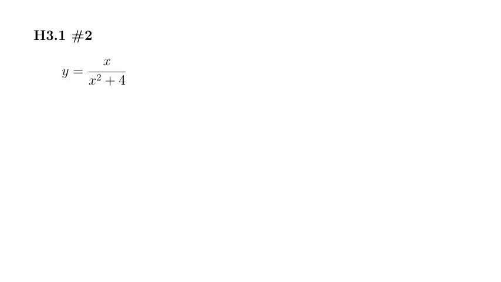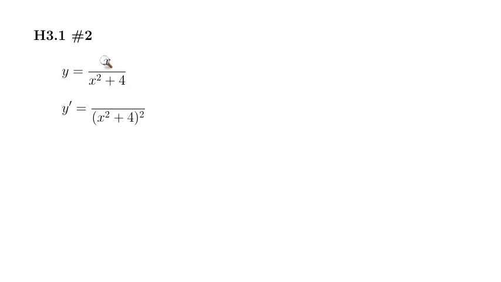To take the derivative, we have to use the quotient rule. So y prime is equal to, quotient rule, so the first thing is we want to square the denominator. Let's go ahead and do that. We have a fraction and the denominator is going to be x squared plus 4, squared.